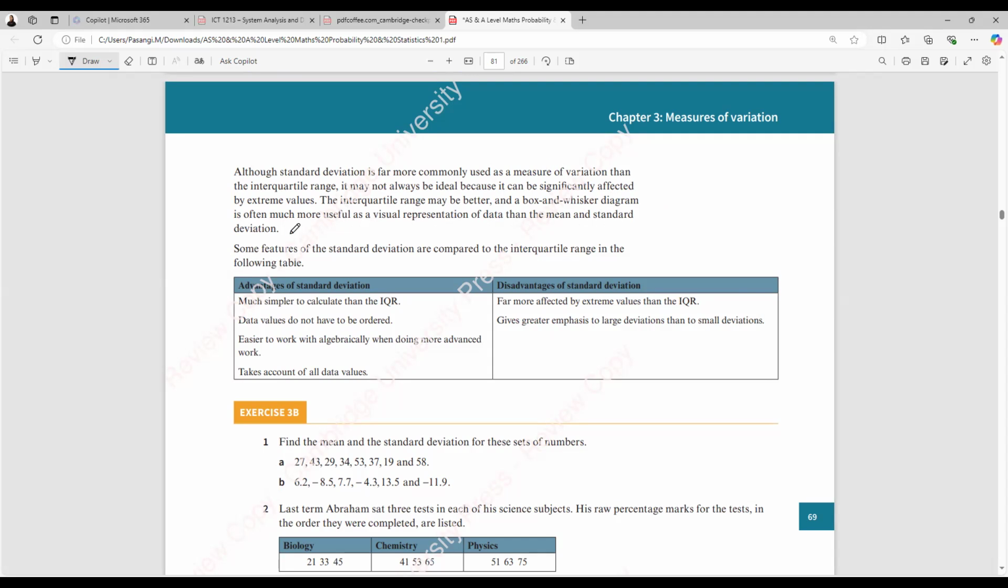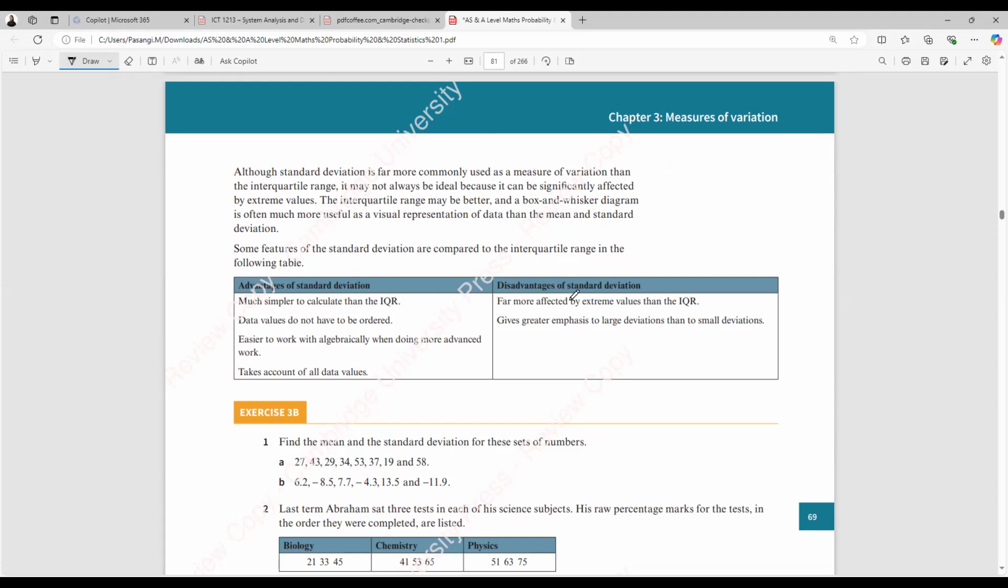So if there's a question asking what would be the best chart option in probability and statistics to identify the outliers, then the answer would be box plot, or a box and whisker diagram. It is often much more useful as a visual representation of data than the mean and standard deviation. Some features of the standard deviation are compared to the interquartile range in the following table.